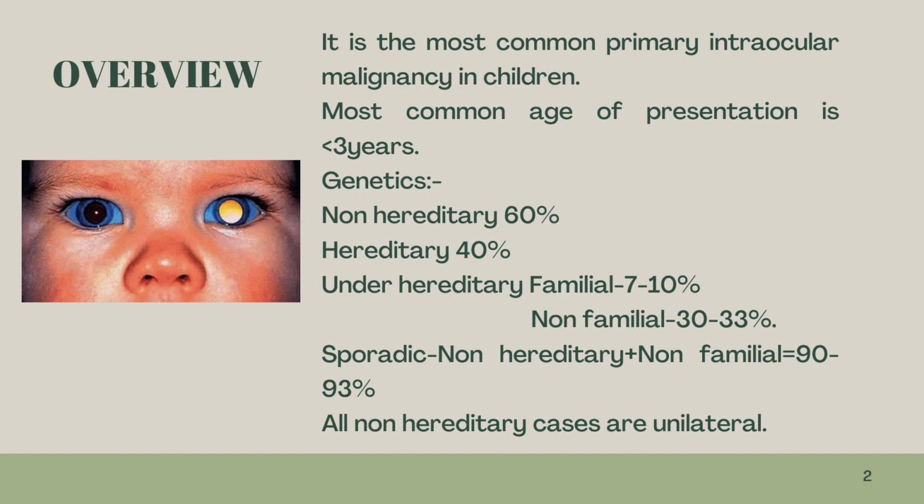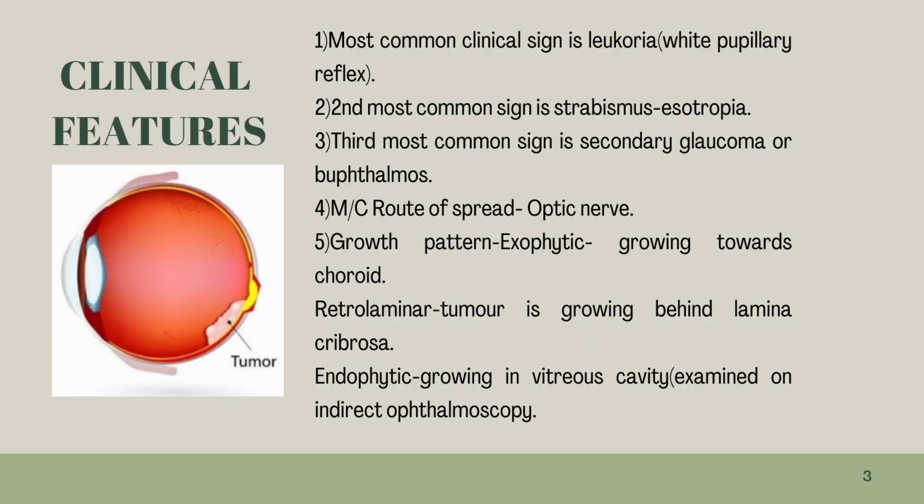And all the non-hereditary cases are unilateral, that is, they will be presenting features only in one eye. Only one eye will be involved. So now, clinical features. The most common clinical sign, which is very, very important, is leukocoria, that is white pupillary reflex. Pupil will be white in color, not black. That I have already shown you in the first picture. I told you at that time that this whitish pupil is seen, that is leukocoria.